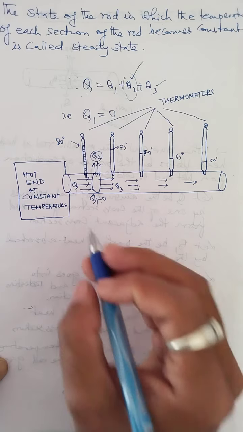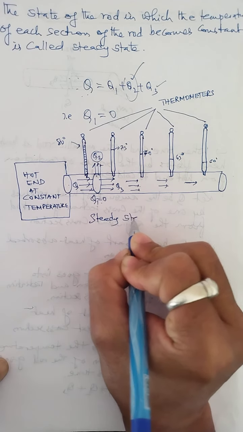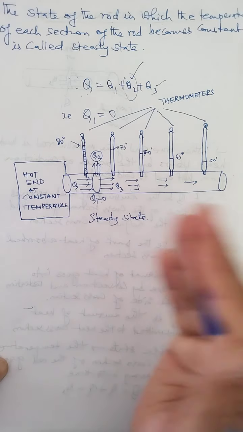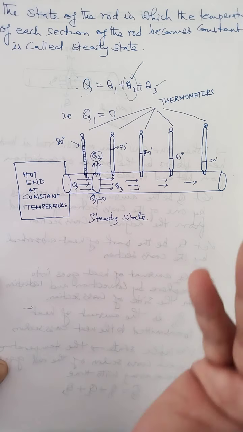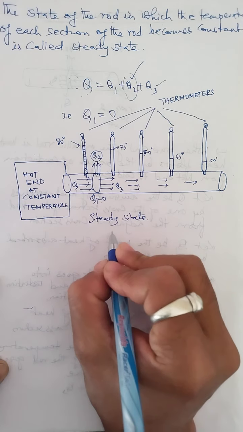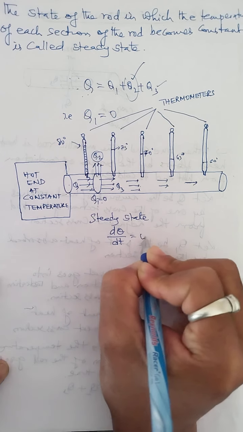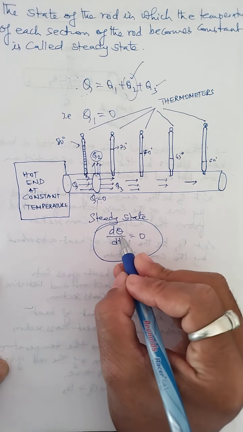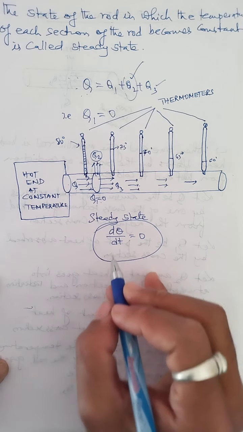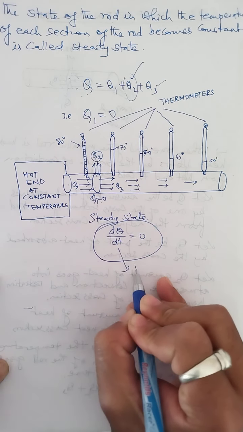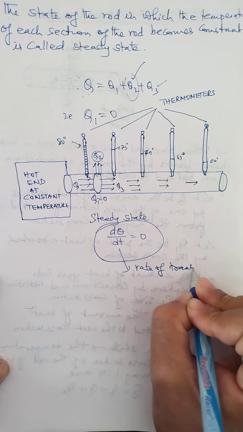So under this particular state, which as I said is steady state, the rate of flow of heat remains constant. And this rate of flow of heat for every cross section of the rod remains constant, which means dθ/dt is zero. If q is the amount of heat that is transmitted, then dq/dt means the rate of transmission of heat.